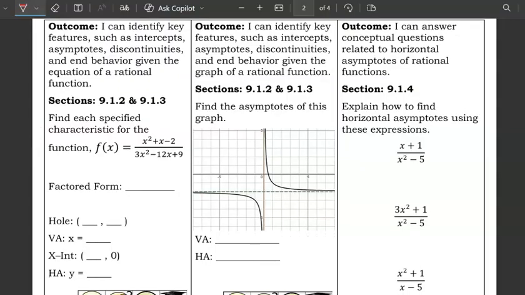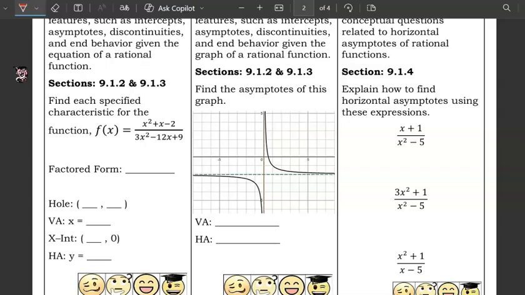Outcome: I could identify key features such as intercepts, asymptotes, discontinuities, and end behavior given the equation of a rational function. Find each specified characteristic for the function f of x equals x squared plus x minus 2 over 3x squared minus 12x plus 9. The first thing we want to do is write in factored form. Two numbers that multiply to -2 and subtract to 1 would be +2 and -1.